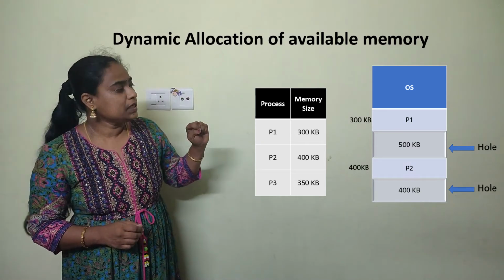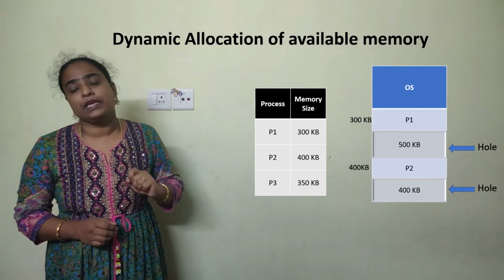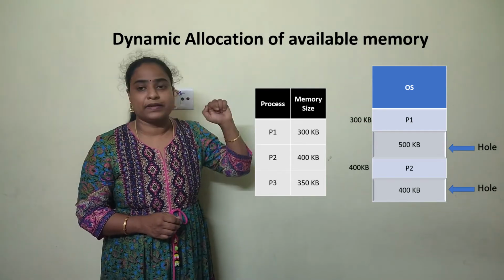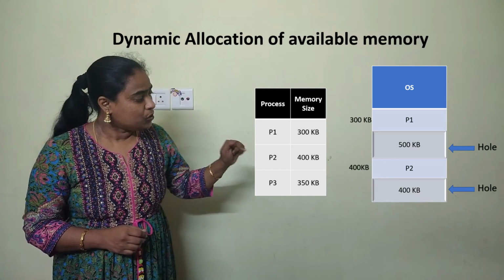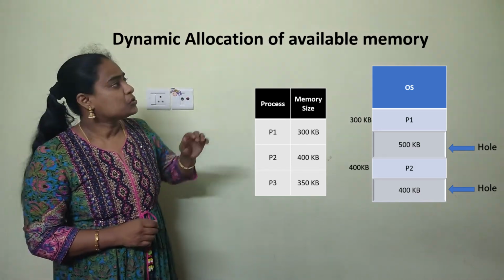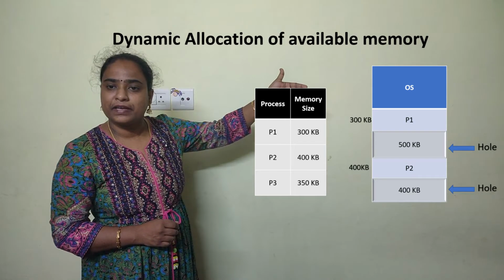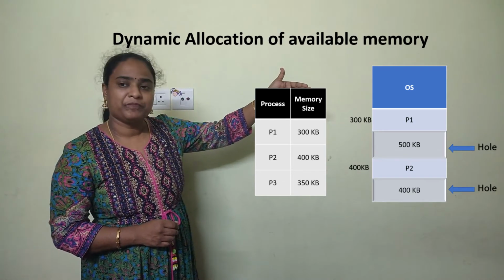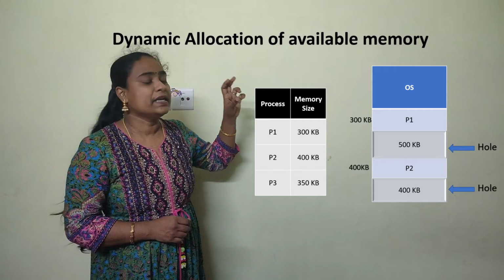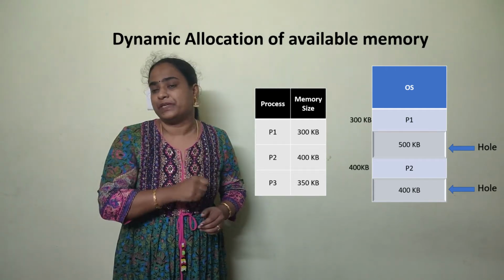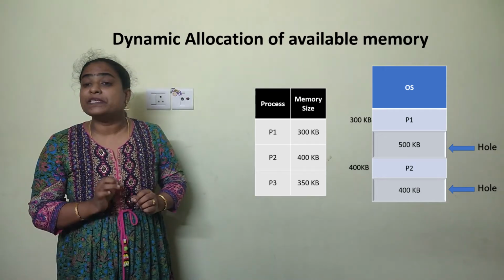So in this example, check: P1 is occupying 300 KB and P2 is occupying 400 KB. Now P3 is in need of 350 KB memory. So hole 1 contains 500 KB and hole 2 contains 400 KB. So now we are going to search from the top. Yes, 500 KB is sufficient for P3. Yes, then we allocate P3 to this hole 1. This is first fit.